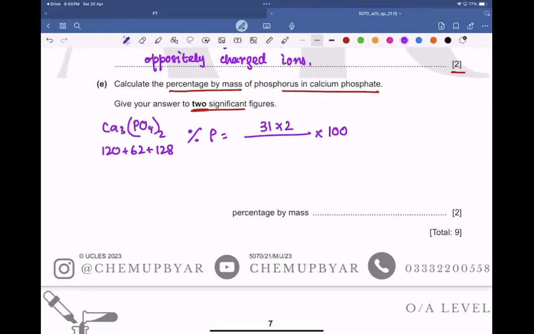Yes, can anyone tell me the value of Mr? 240, 248, 250. Is it 300 or 310, I suppose? So I think 310. Yeah. So this is how you will do it. Can anyone tell me the answer, please? What percentage are we getting? Okay, thank you, Zainab. It's 20%. So see, two significant figures.